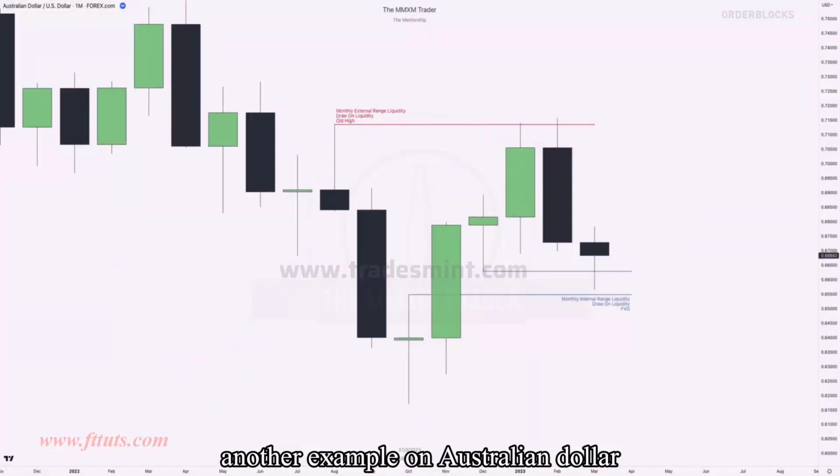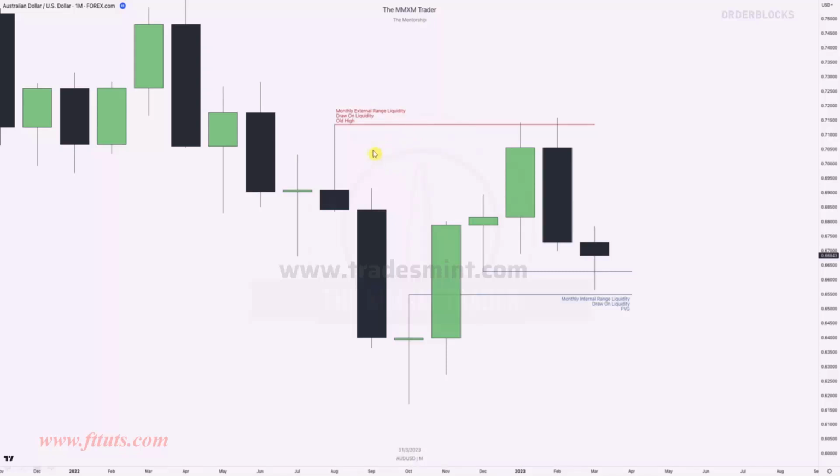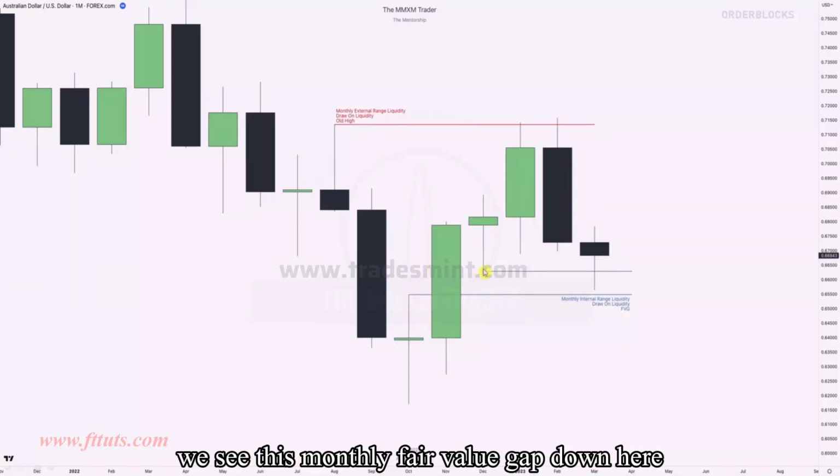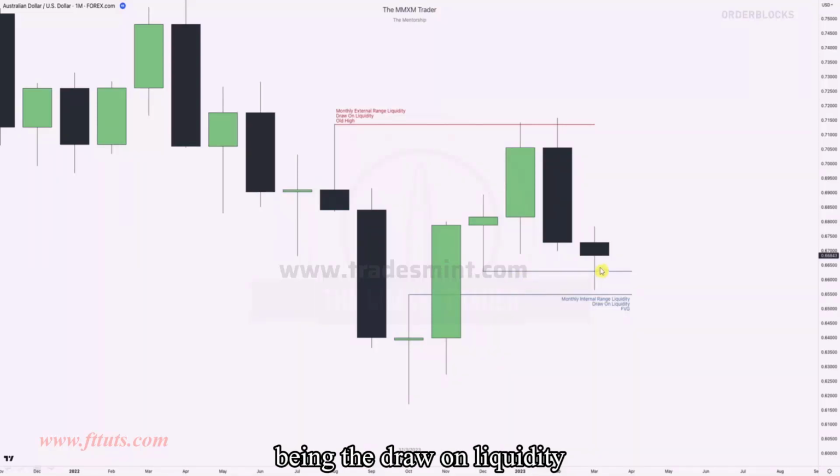Another example on Australian dollar, US dollar monthly chart. Again, external range liquidity. Monthly external range liquidity. So we raid these buy stops up here. So what do we do after external range? We go to internal range. We see this monthly fair value gap down here, being the draw on liquidity.